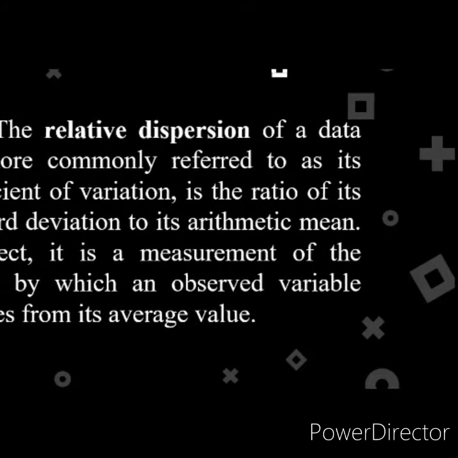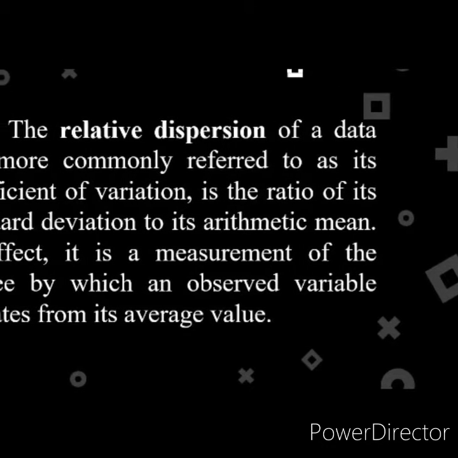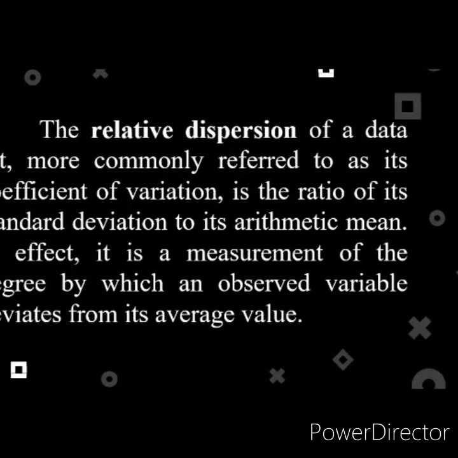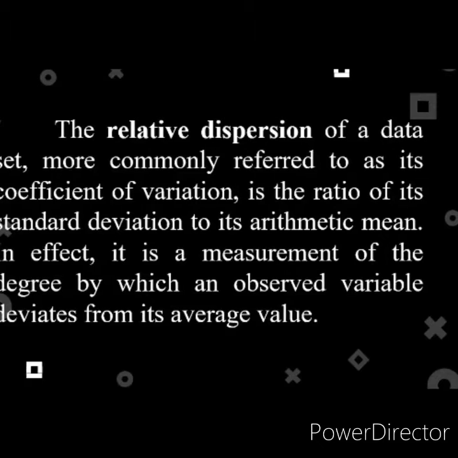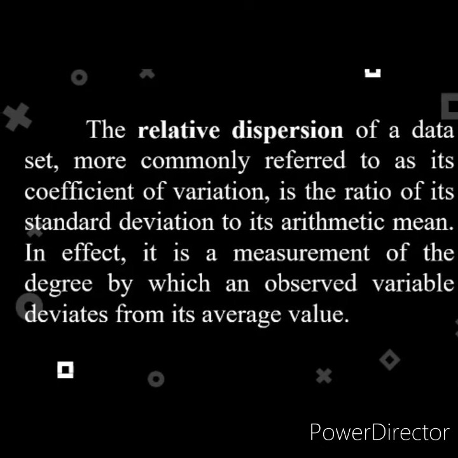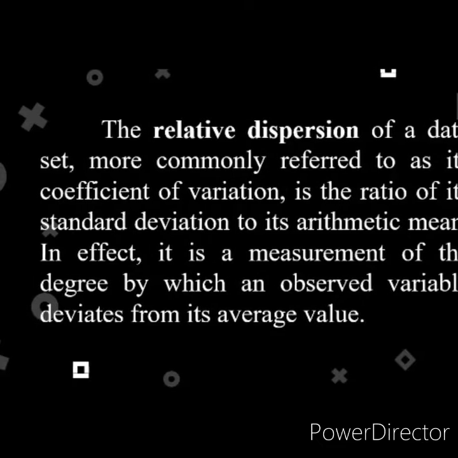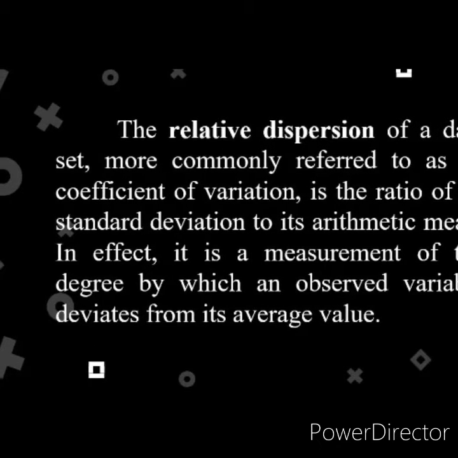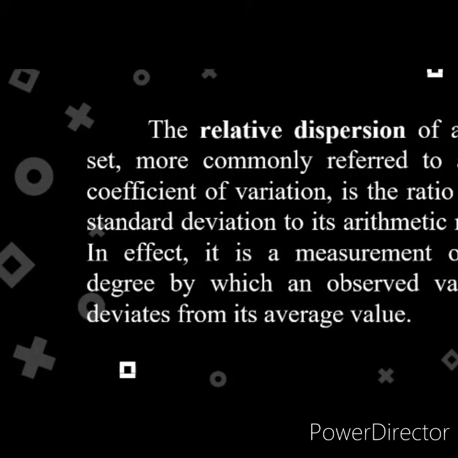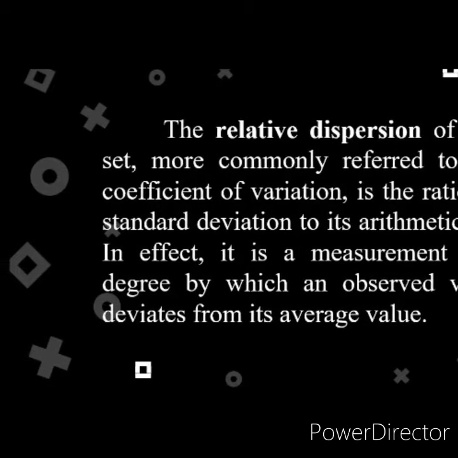So what is relative dispersion? For a data set, it is more commonly referred to as its coefficient of variation: the ratio of its standard deviation to its arithmetic mean. In effect, it is a measurement of the degree by which an observed variable deviates from its average value.